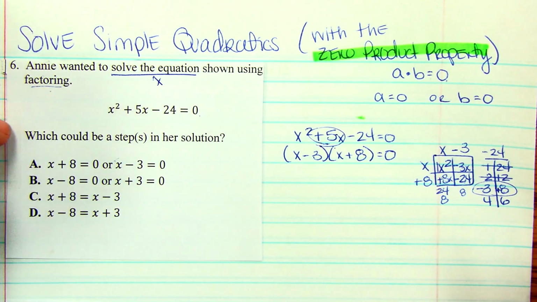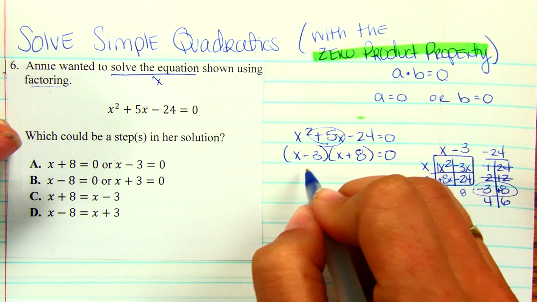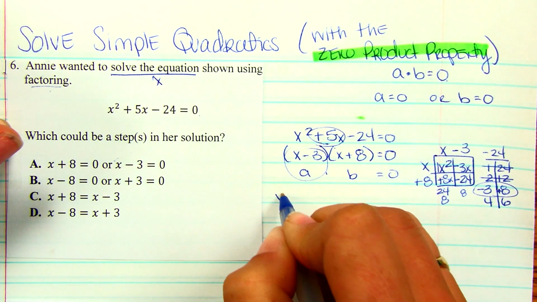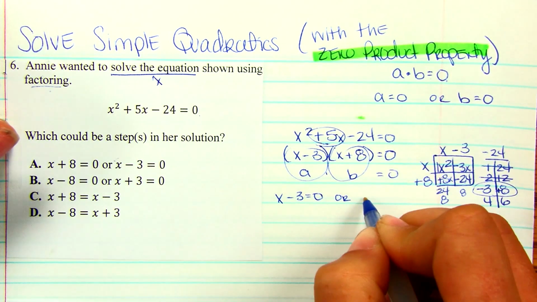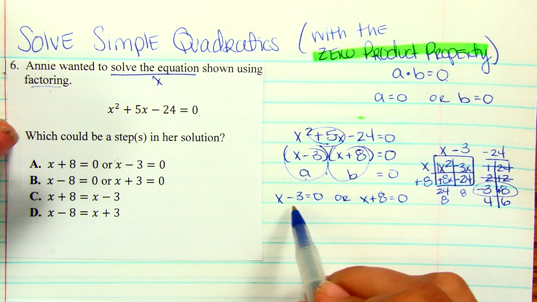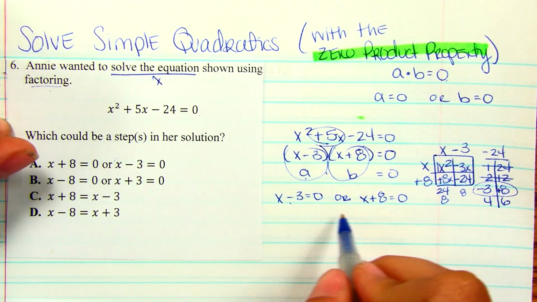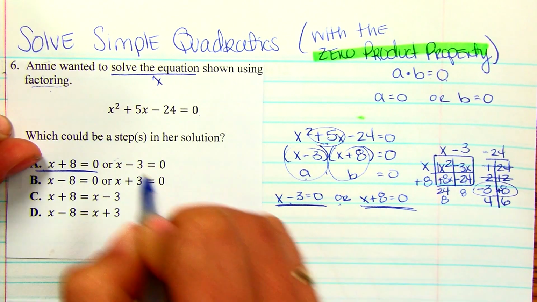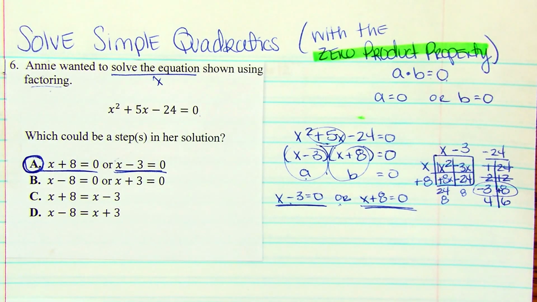Now, if we wanted to solve for x, we would use the zero product property. The zero product property says that if a times b equals 0, then either a equals 0 or b equals 0. Granted, a is x minus 3 and b is x plus 8. And if you notice, x plus 8 equals 0 or x minus 3 equals 0 is right here. So we actually didn't need to solve this one. We were just starting to solve it.